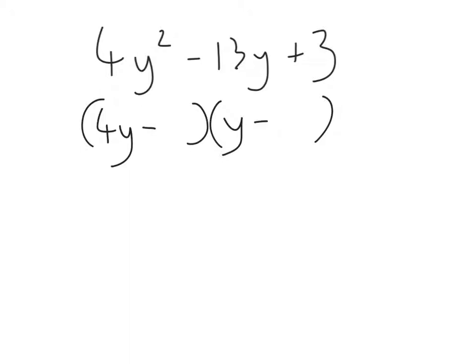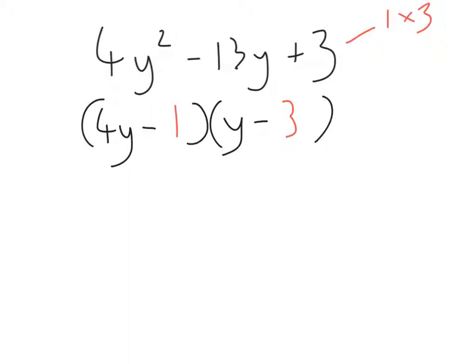Now, I have to get the factors of 3. And 3 is a prime number, so it only has one set of factors, which is 1 times 3. So I know that 1 and 3 is going to go inside my brackets, but I just don't know which way it's going to go. So I'm going to try out 1 in the first bracket and 3 in the second bracket.